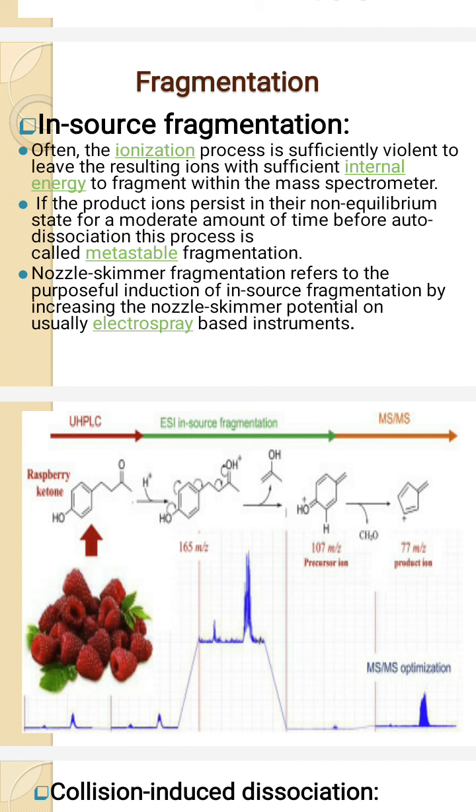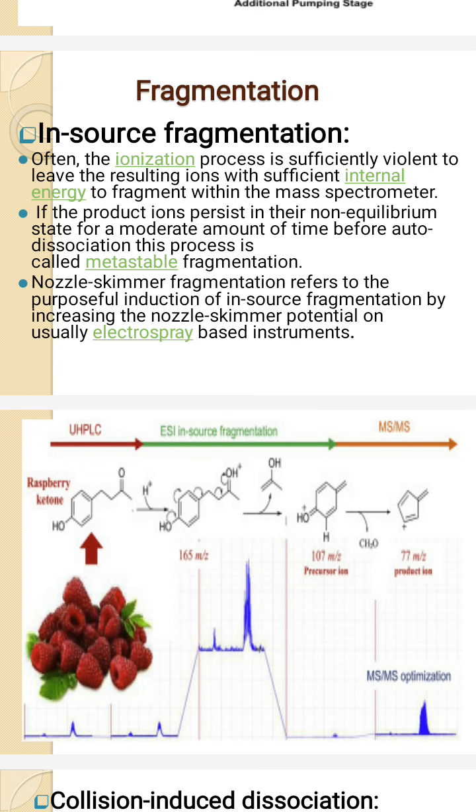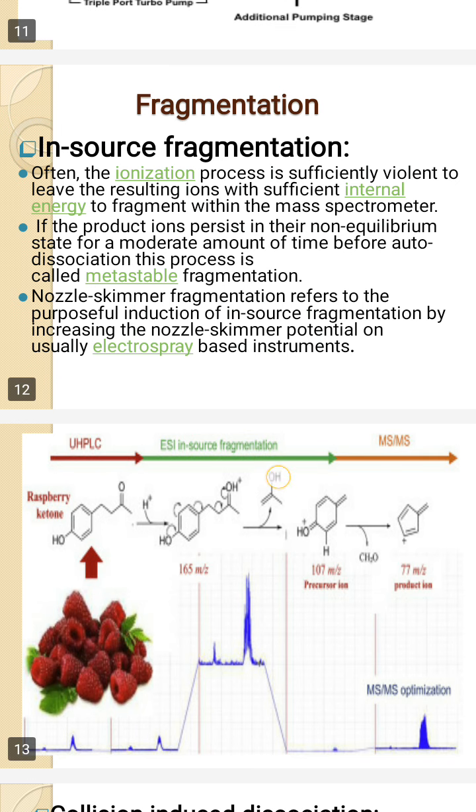In-source fragmentation. Often the ionization process is sufficiently violent to leave the resulting ions with sufficient internal energy to fragment within the mass spectrometer. If the product ions persist in their non-equilibrium state for a moderate amount of time before auto dissociation, this process is called metastable fragmentation. Nozzle skimmer fragmentation refers to the purposeful induction of in-source fragmentation by increasing the nozzle skimmer potential on usually electrospray-based instruments.